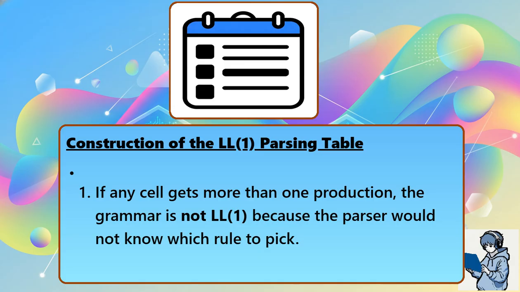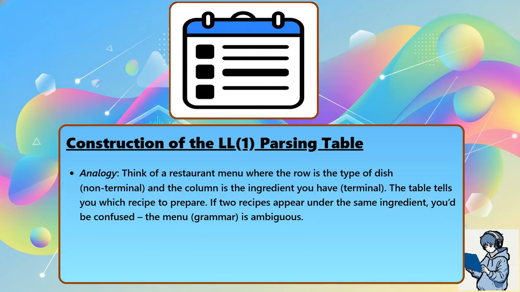Think of a restaurant menu where the row is the type of dish, a non-terminal, and the column is the ingredient you have, a terminal. The table tells you which recipe to prepare. If two recipes appear under the same ingredient, you would be confused. The menu grammar is ambiguous.